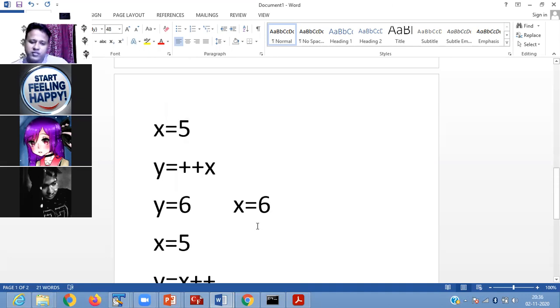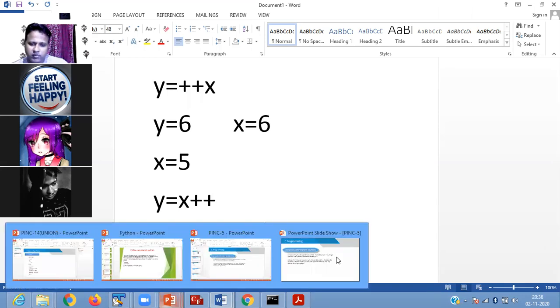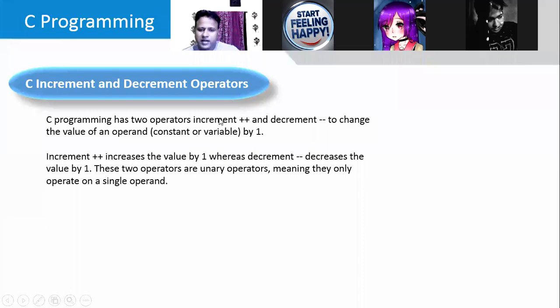So it is called the unary operator, which works like the increment and decrement operator. C programming has two operators, one is plus plus and another is minus minus, to change the value of the operand by 1. Increment plus plus increases the value by 1, whereas minus minus decreases the value by 1. These two operators are unary operators, meaning they only operate on a single operand.